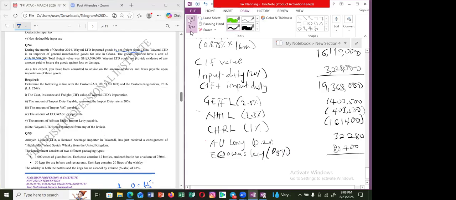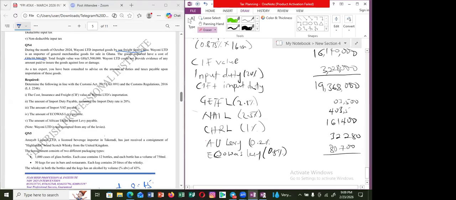So the AU and the ECOWAS, we calculate it on which one? The CIF. They are all levies, so they are all treated the same, on CIF. Yes, please. Okay. Right now, I'm even starting to doubt what I'm doing. Let me confirm and get back to you guys. Yes, sir. Please confirm.